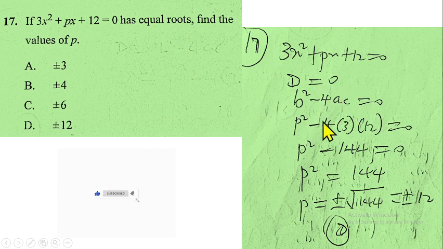So if you substitute that in, we have p squared minus 4 times 3 times 12 equals 0. So 4 times 3 times 12 gives us 144. You have p squared minus 144 equals 0. We collect like terms: p squared equals 144. Then to find p, find the square root of both sides. Because it's a quadratic equation, you introduce plus or minus, and the square root of 144 gives us plus or minus 12 as the value of p. So option D is the correct option for question number 17.